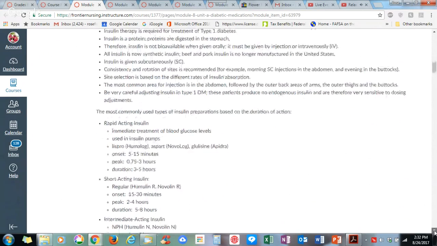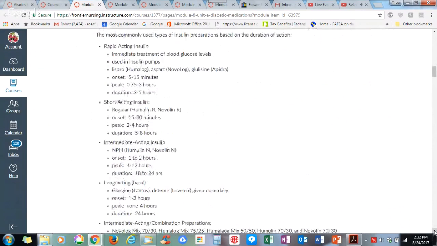The most commonly used types of insulin preparations based on the duration of action are rapid-acting insulin, for immediate treatment of blood glucose levels, used in insulin pumps, such as Lispro, which is Humalog, Aspart, which is Novolog, Glulisine, which is Apidra. The onset is 5 to 15 minutes. The peak is 0.75 to 3 hours, and it lasts 3 to 5 hours.